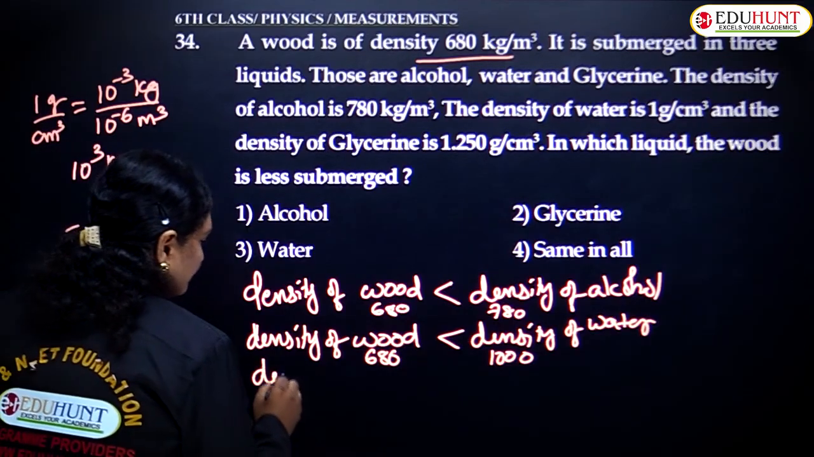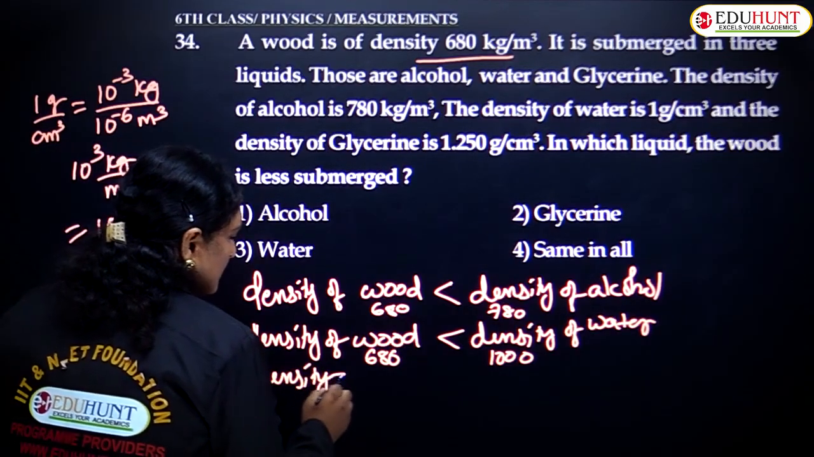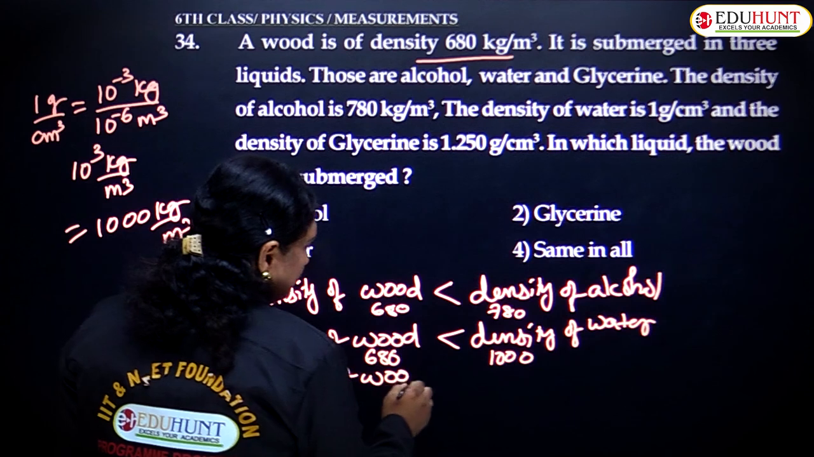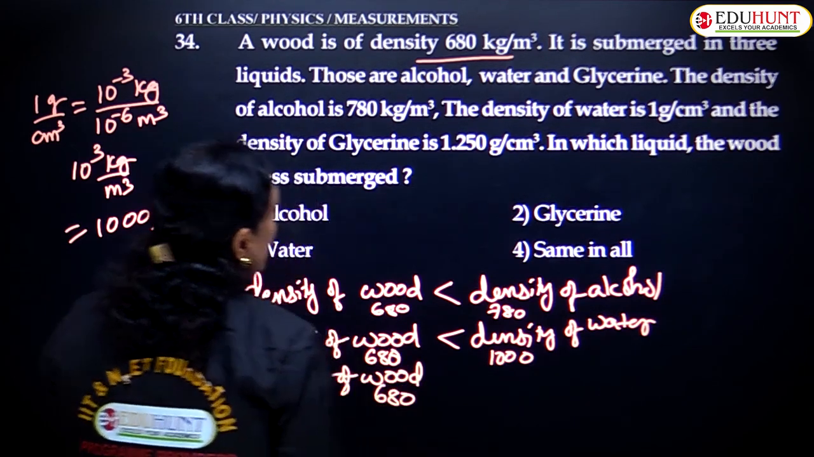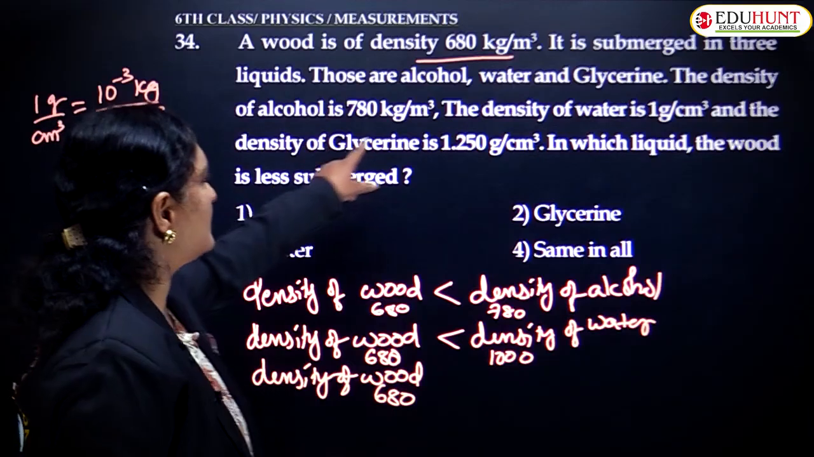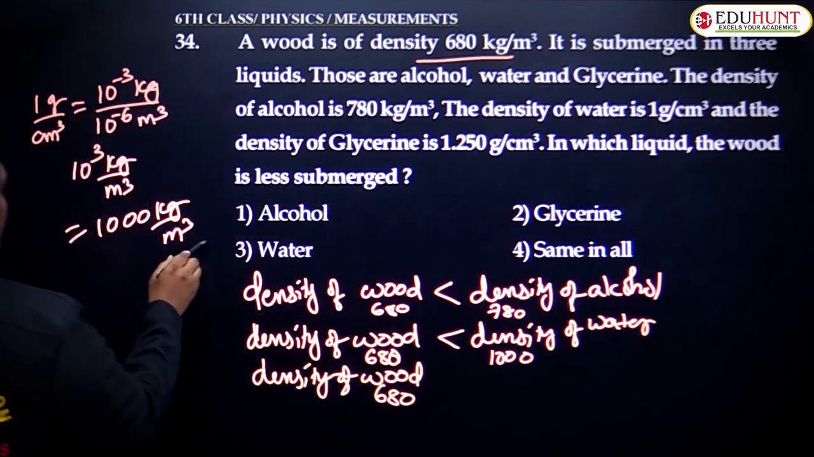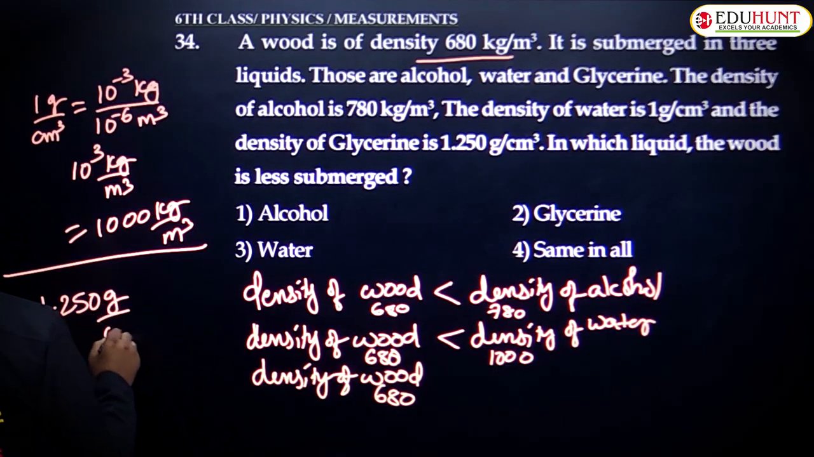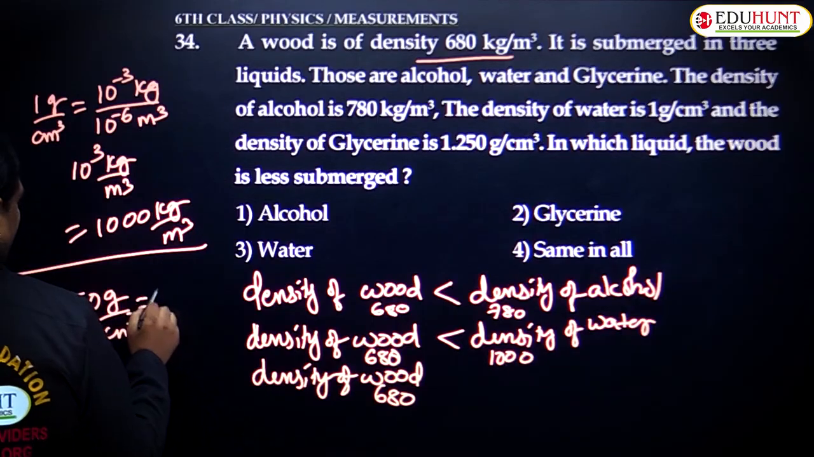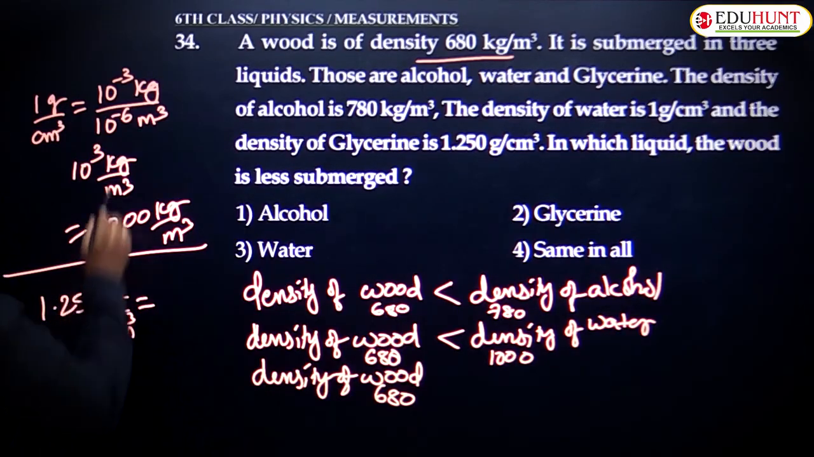In the other case, consider the density of wood, which is given as 680. And the third case was given as glycerin. So in glycerin, 1.250 gram per centimeter cube, if you want to convert into kg per meter cube, it should be multiplied with 1000, so 10 power 3.